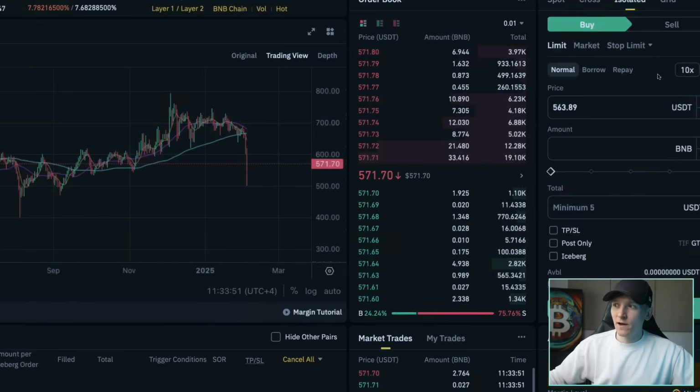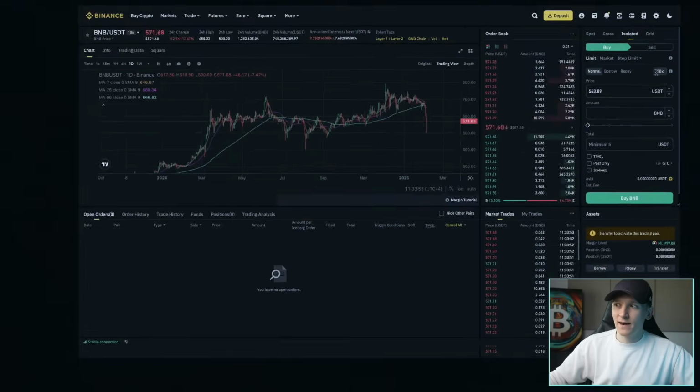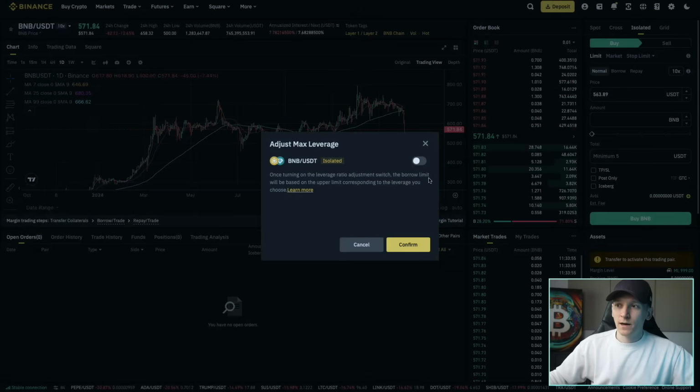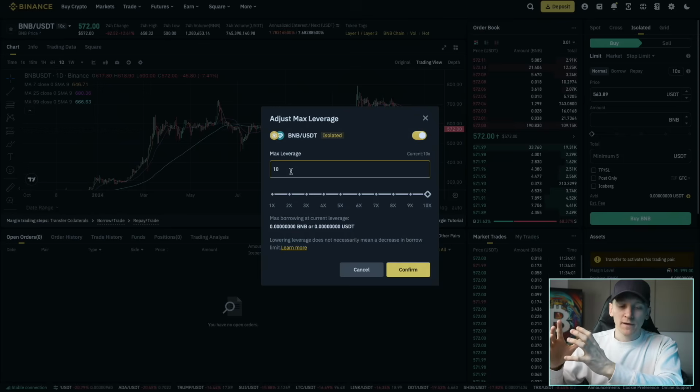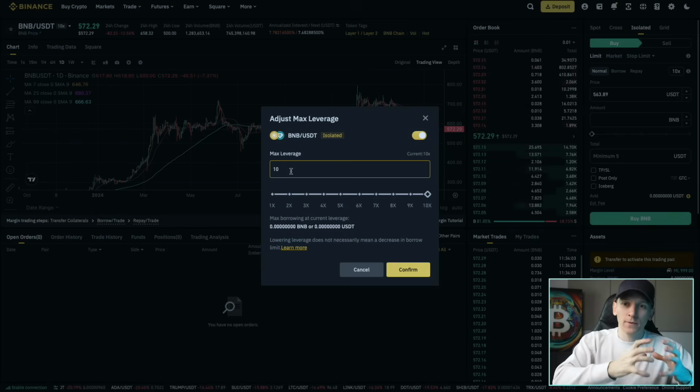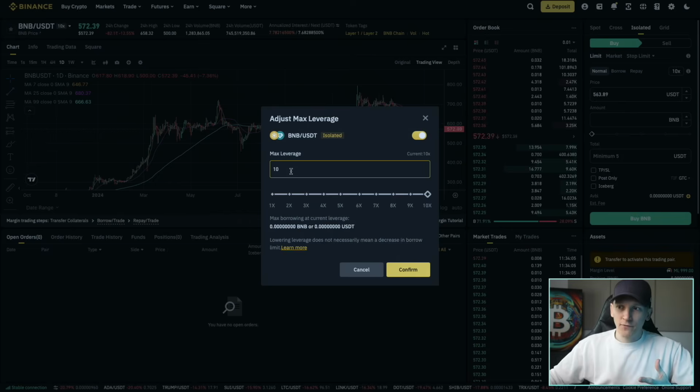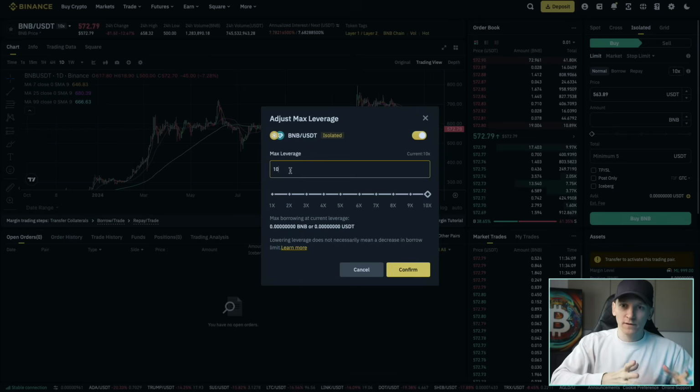On the right-hand side of the trade screen, you can see this here, it says 10x. I'm going to click this, and then I'm going to toggle on this icon so I can change my leverage. Leverage means how big is your position size compared to the cash that you're tying up in the position. So 10x leverage means that if we want a $1,000 trade, then we put $100 in to fund that position.